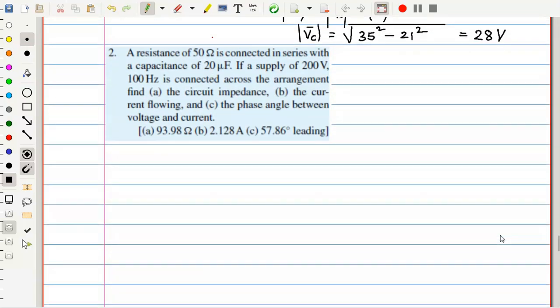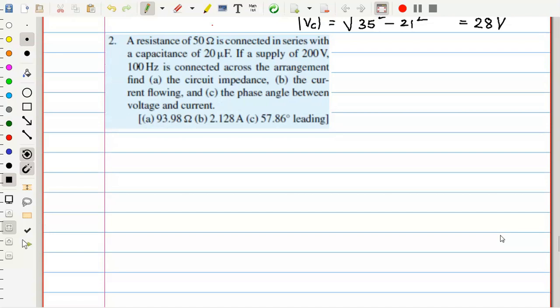So next is the second one. A resistance of 50 ohms is connected in series with a capacitance of 20 microfarad. So draw the diagram again. That statement I will put in the form of a diagram. There is a resistor. Next, I want to add this in series with a capacitor. So I want to put up the capacitor. Next, what happened? A supply of 200 volts is connected, so this combination is connected across a supply of 200 volts.